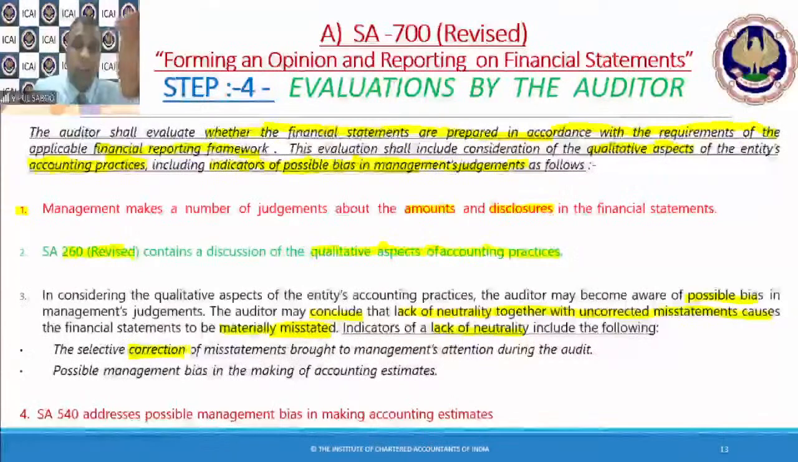For example, the auditor says you cannot give managerial remuneration more than this particular amount as per the law. The management says, okay, it's completely fine, we want to give this much amount only to the directors. We don't want to abide by the limit of the law. Bias. They don't want to correct it. The most common place where the management can make bias is the accounting estimates.